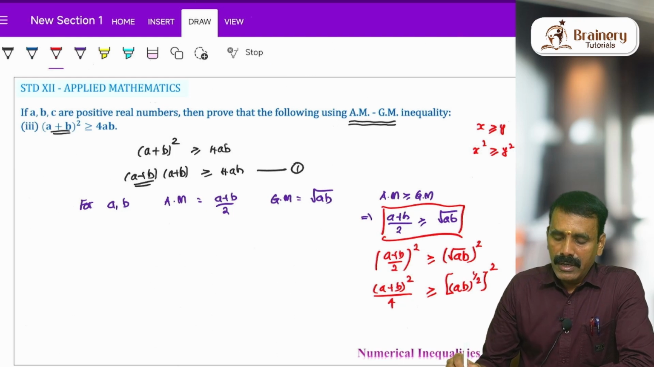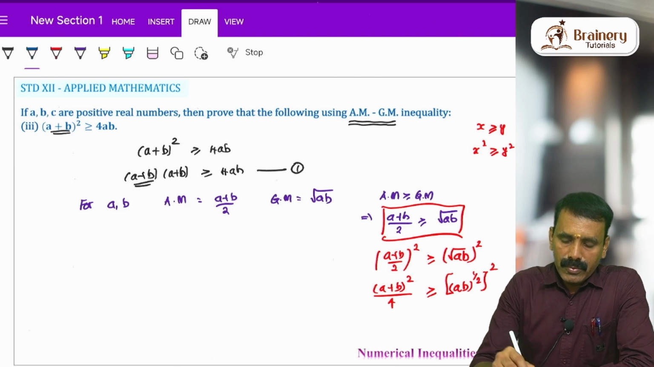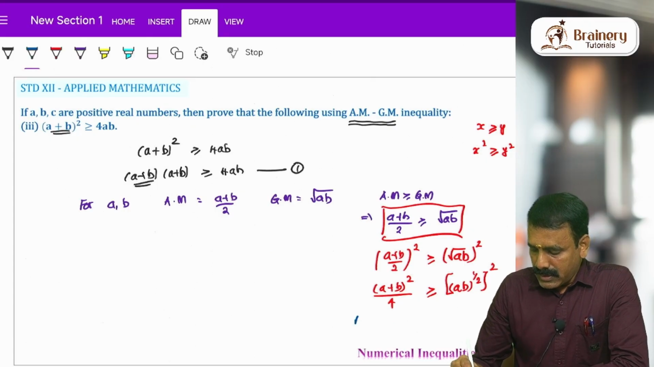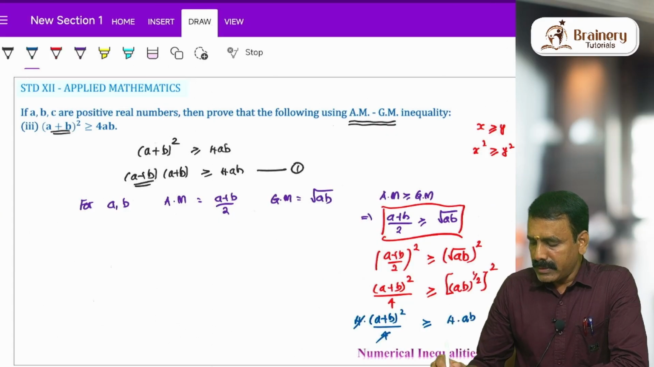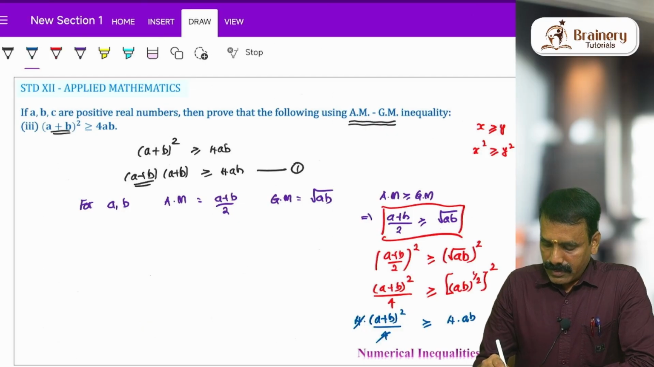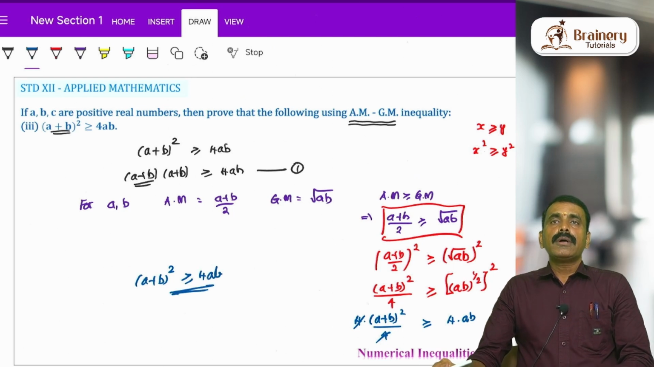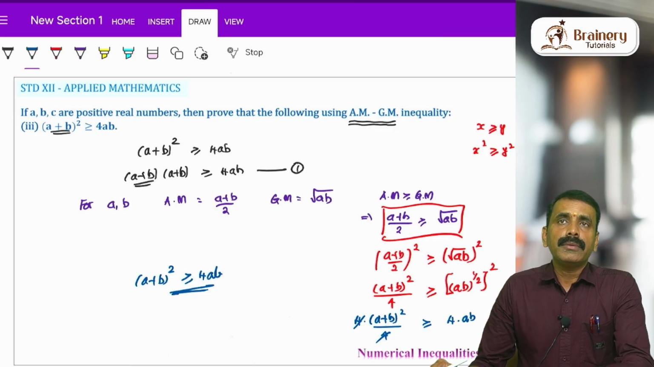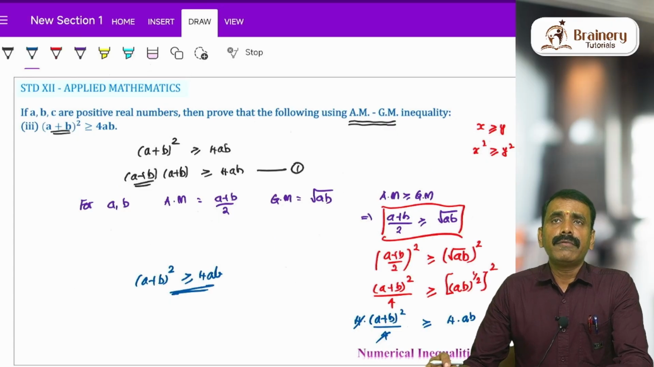On the left hand side we have 4 in the denominator. We want to remove it. So what are we going to do? Multiply by the multiplicative inverse of 1 by 4. So we multiply by 4 on both sides. So 4 into (A plus B) the whole square by 4 is greater than or equal to 4 into AB. So we cancel 4 on either side. So we get (A plus B) whole square is greater than or equal to 4AB. So these problems are based on the AM-GM inequality, the arithmetic mean and geometric mean of the numbers.